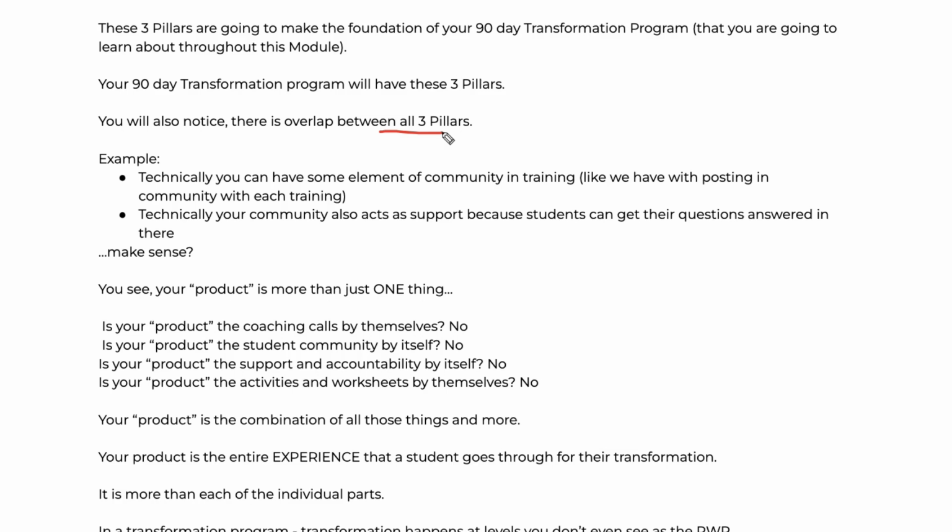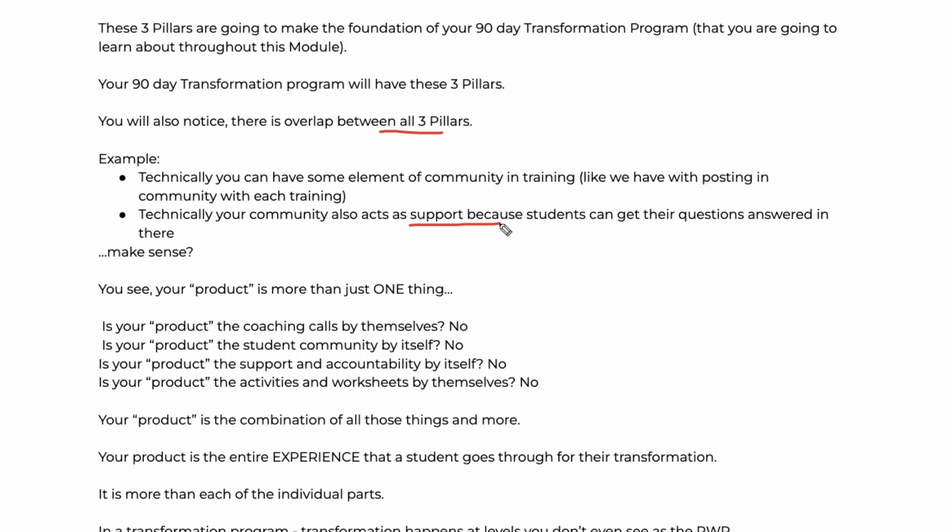In the same way, your community also acts as support, because that way your students can get questions answered inside of the community. And so as a result, community and support are also connected. And so each of these 3 pillars doesn't live individually. They all live together, and they exist as a unit, as a system, okay?